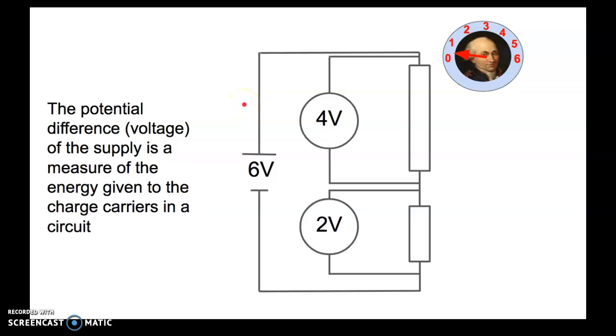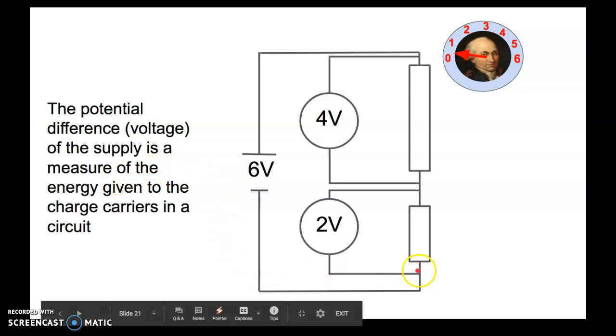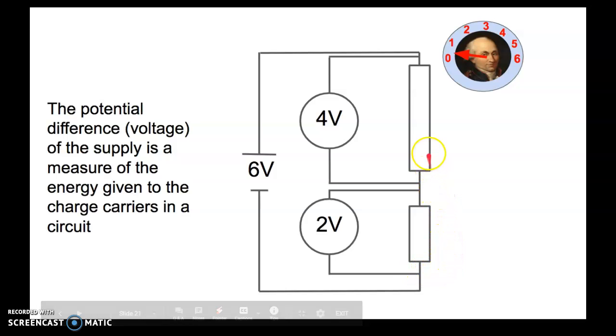So what you need to know is that the potential difference, or the voltage of a supply, is the measure of the energy that's given to the charge carriers in the circuit, and also that as a charge goes around a circuit, then the bigger the resistance, the more energy is required, so the bigger the potential drop, which helps to explain in voltage dividers why you have more voltage across a bigger resistance.